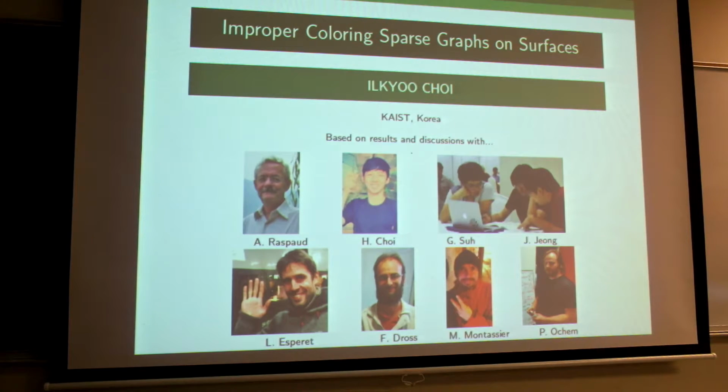Good to be back. I was here last year as well, giving a talk in a different room. So today I'll talk about improper coloring sparse graphs on surfaces. I'll explain what improper coloring is, and I'll also explain what a surface is.